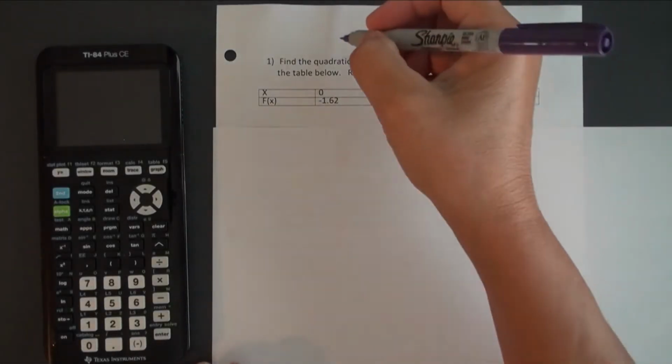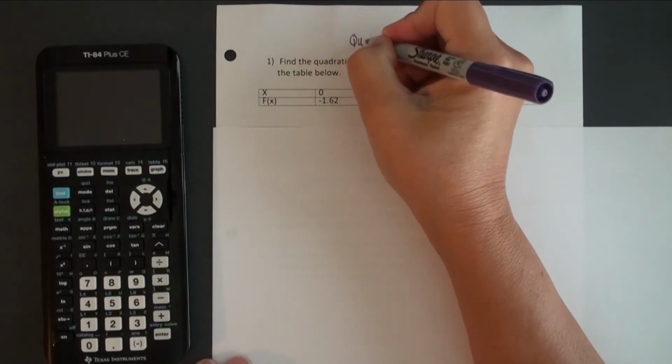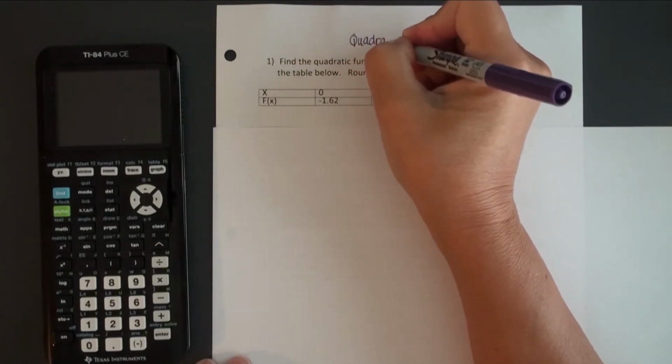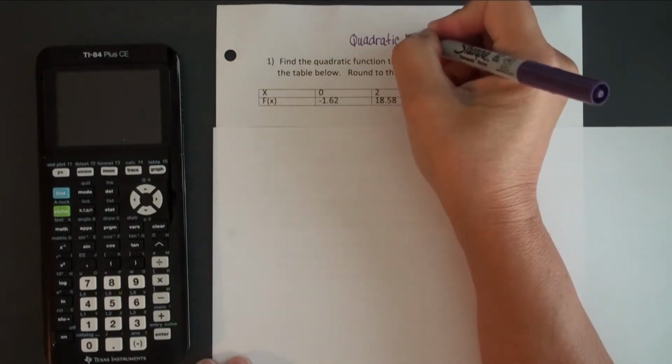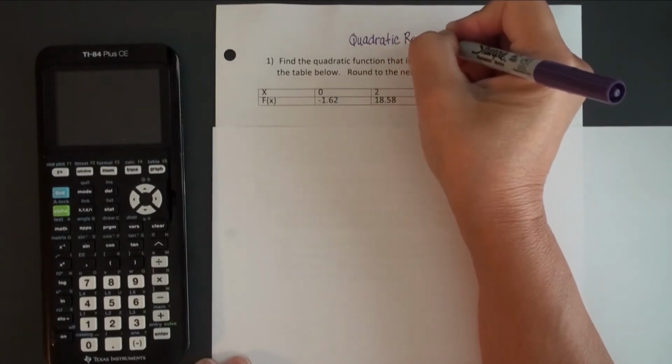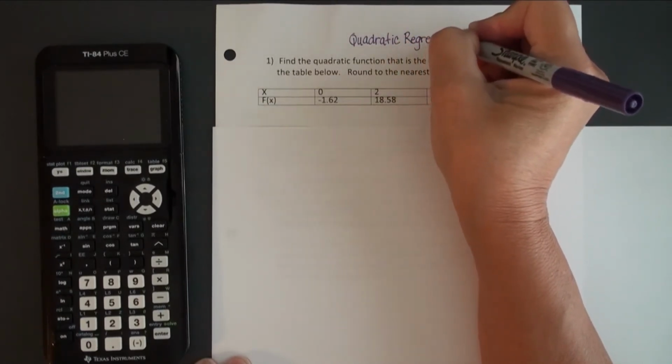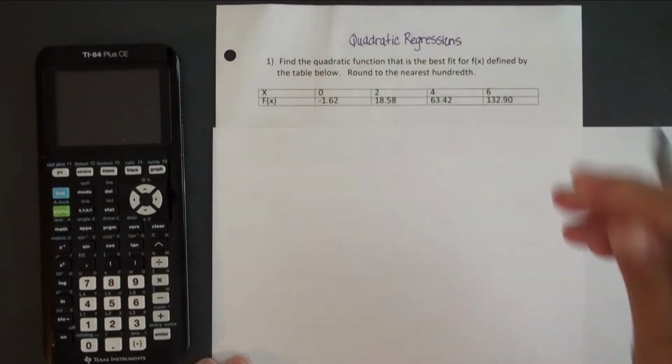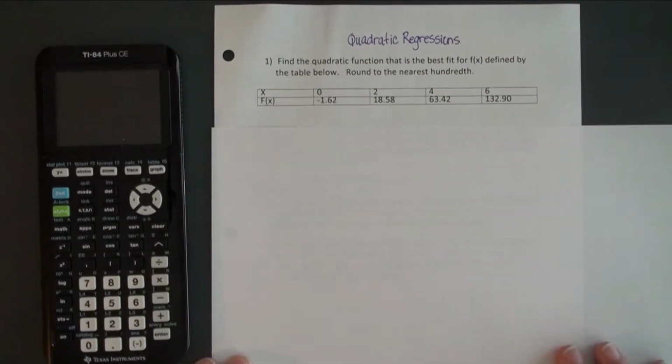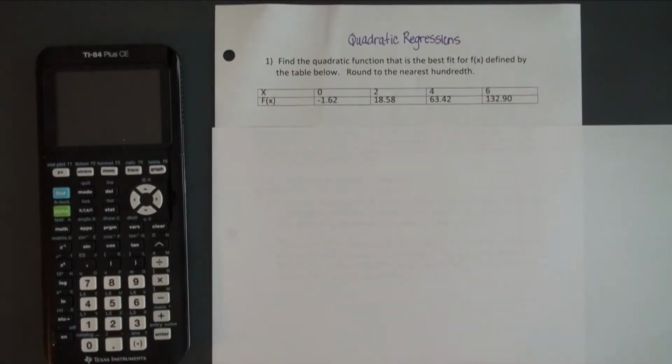This lesson will deal with quadratic regressions. And you will recall that in previous lessons we have talked about linear regressions. So much of this is the same. We're just going to find a quadratic function that fits the data rather than a linear function.